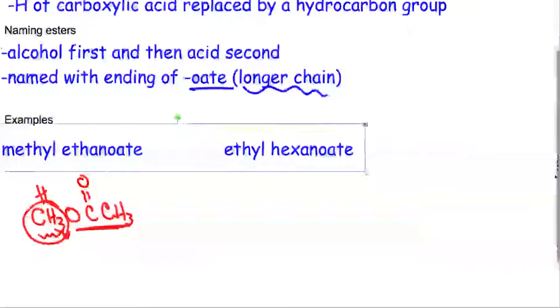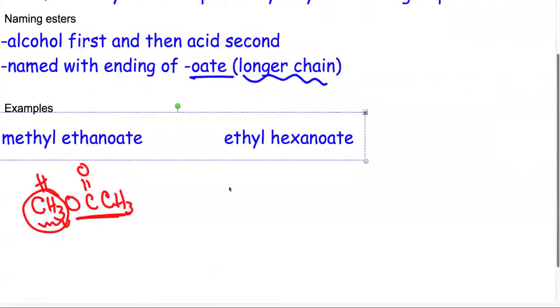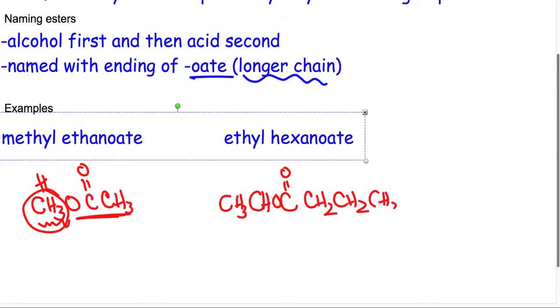So ethyl hexanoate would look something like this. I have an ethyl group, so I'm going to have 2 carbons. And then I'm going to have hexanoate. So my first carbon is the carbonyl carbon, and then I'm going to have 5 carbons after that. Here's the hexanoate part. There is my ethyl group part.